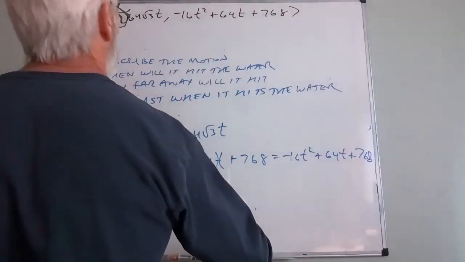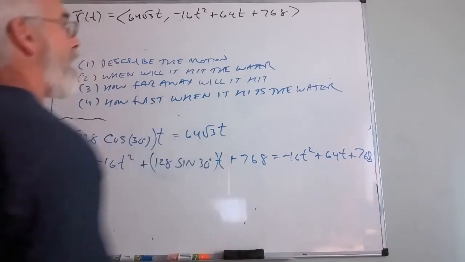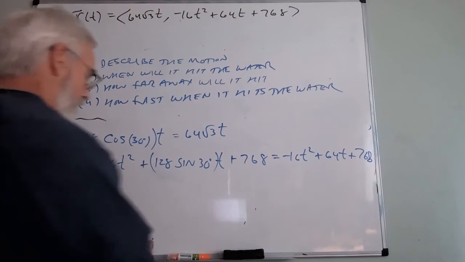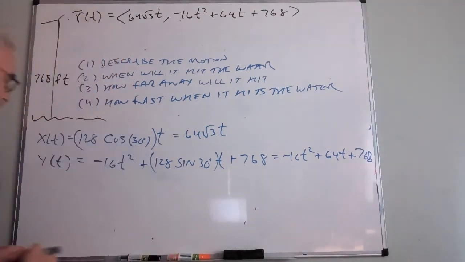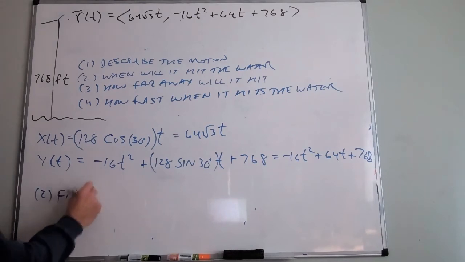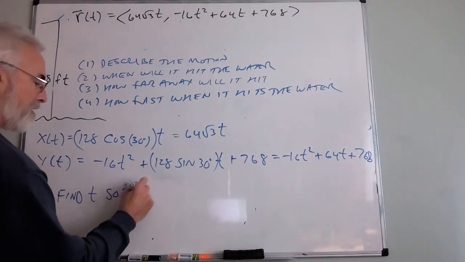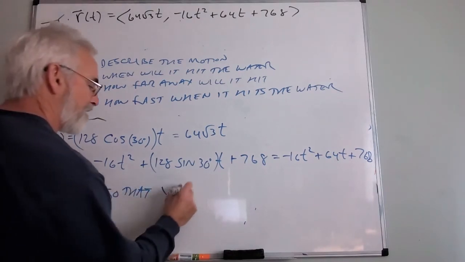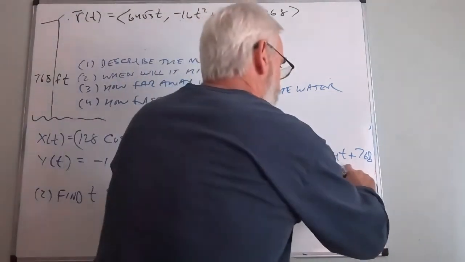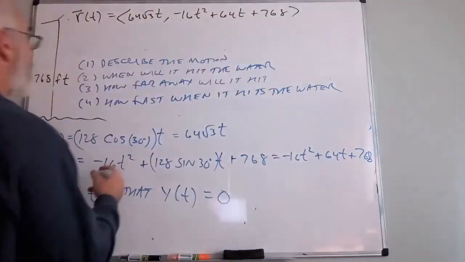Okay. Second, when will it hit the water? Well, when's it going to hit the water? It's going to hit the water when y is 0. So for part 2, for the second question, find t so that y of t equals 0. That's just simple algebra. So what I want to do is set this equation right here equal to 0. So let's do that.